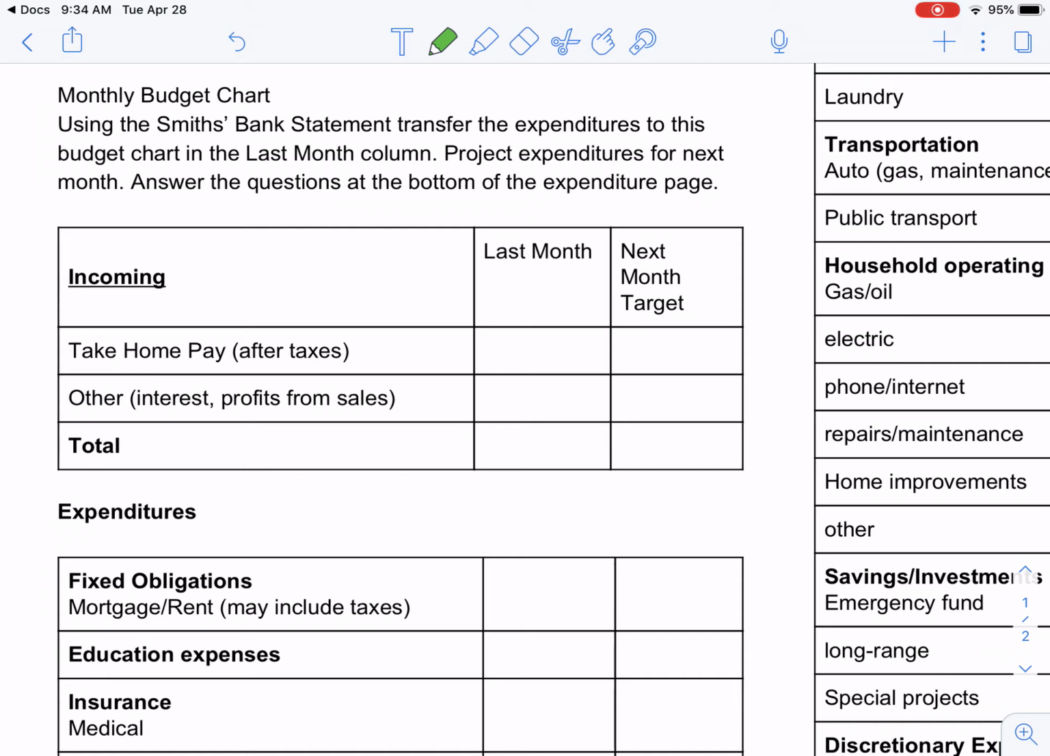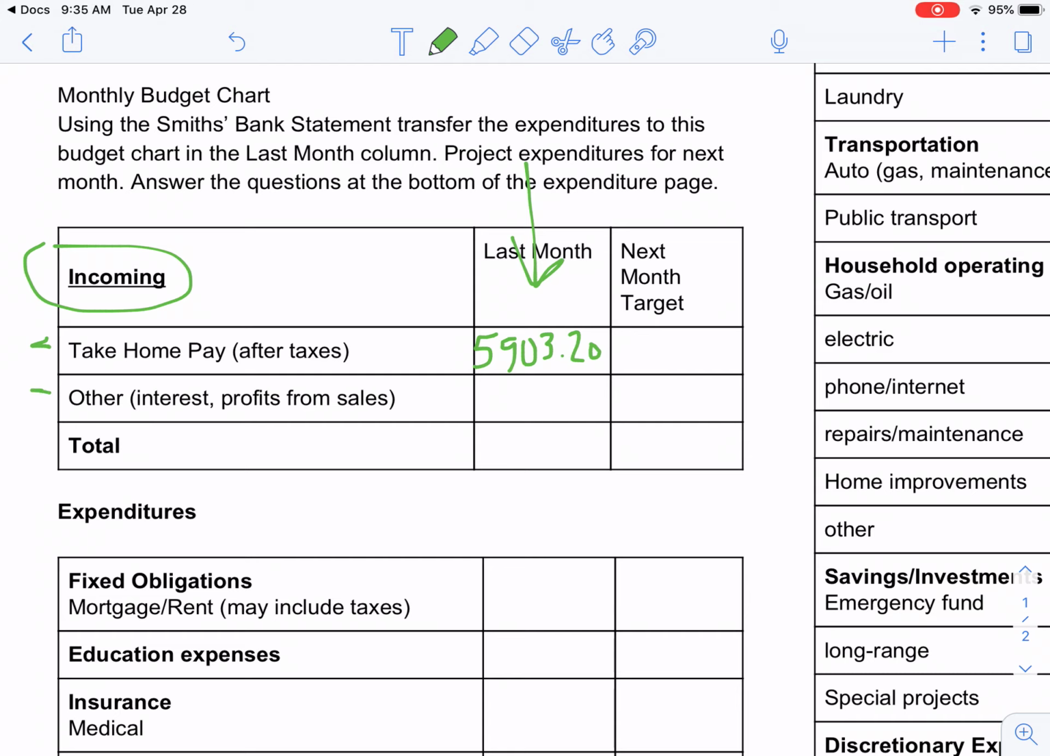So the first thing we're going to look at is our incoming, which we already know. We know our take-home pay, and that take-home pay is $5,903.20. For today, we are only going to be looking at this column here, last month, the information we know. We'll be working with the next month on another lesson. So we know our incoming.